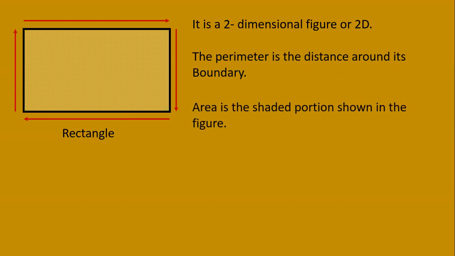Now what is area? Area is the shaded portion shown inside the figure. Inside this figure, you can see a checks kind of, whitish portion. That is the area. In this case it is a very simple thing, a rectangle, but it might be that there are 10 sides of a polygon, and from there you have to find out the perimeter.